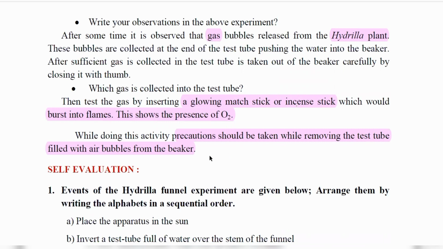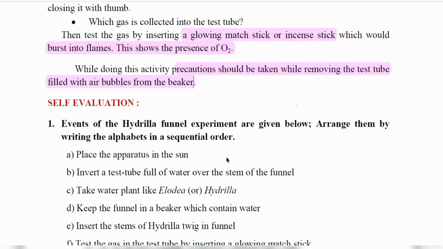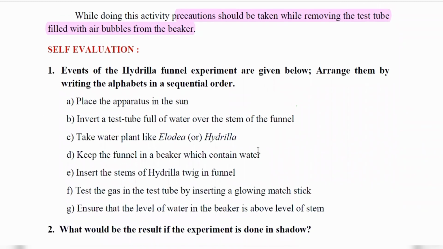So when lifting up the test tube from the beaker, we have to close its mouth with our thumb, lift it up and make it upright. Then you have to keep the matchstick at the mouth of the test tube. The matchstick will glow vigorously and brightly. So in this way, we conclude that during photosynthesis, oxygen is liberated.